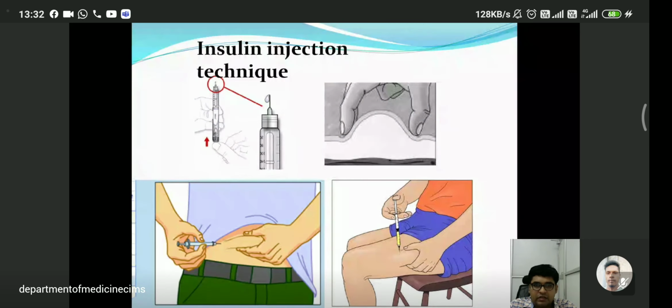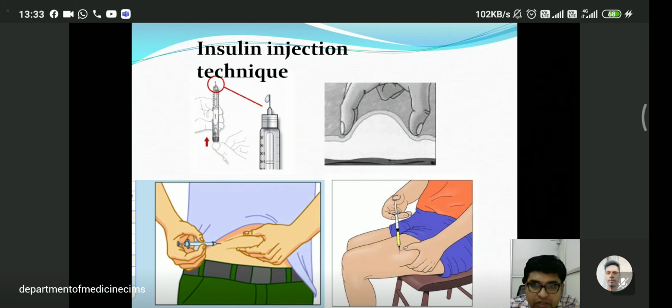Technique first, just to show you. Although at most setups the sister or nurses are there to do this, every doctor should know how to give, where to give, and when to give. So first, you can see in the slide that there is a drop, and the drop is removed. So air should be removed from the syringe.